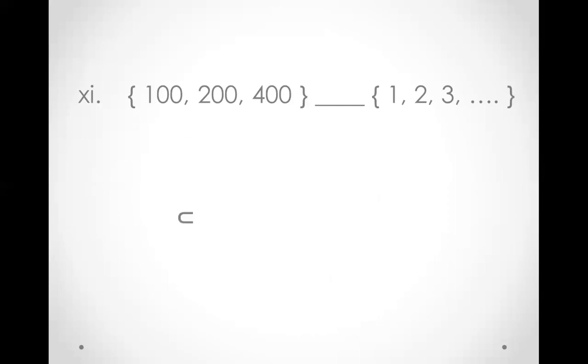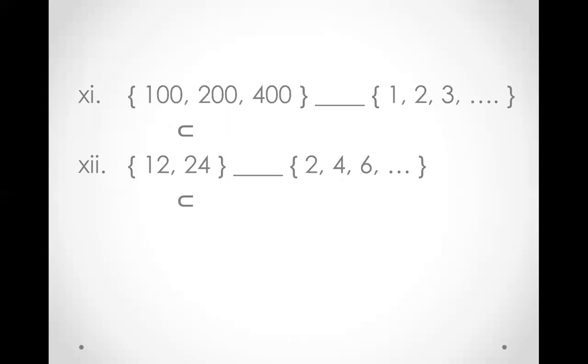Now {100, 200, 400} dash {1, 2, 3}. Now this symbol will be used. Proper subset. {1, 2, 4} proper subset of {2, 4, 6}. Now 10 and {1, 3, 5}. Now here 10 is not written in the brackets, so this is called the element. Okay, if this is not written in brackets, so it is not a set, it is called the element. So you have to check whether this is the element of the other set or not. Now 10 is not an element, so we have put here the symbol that is not an element.